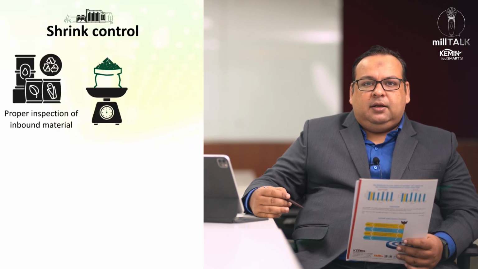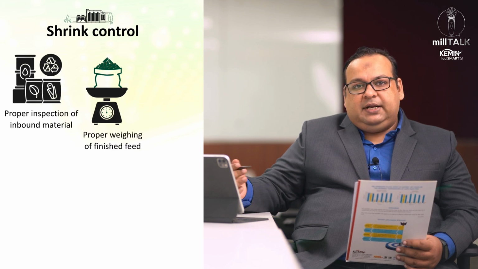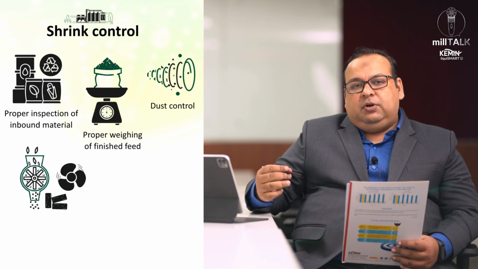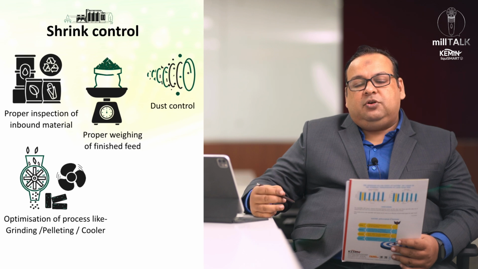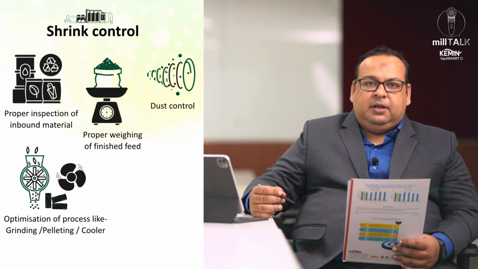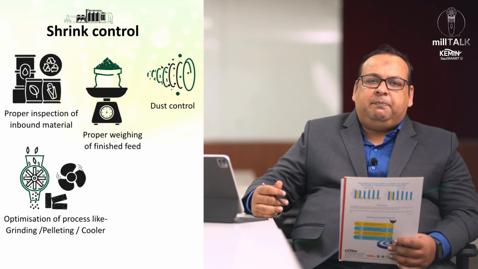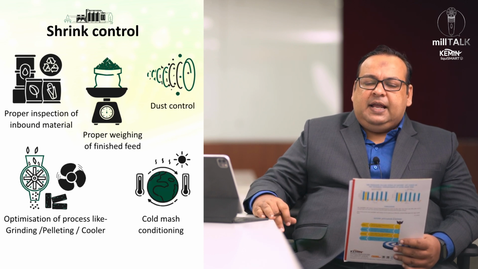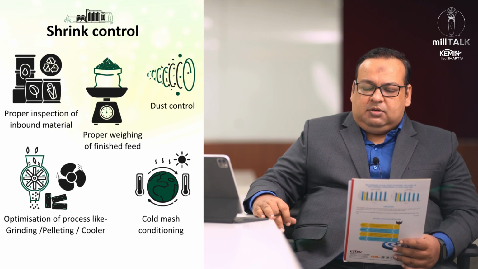Shrinkage can be controlled, or the percentage can be reduced. We have seen that the average loss is around 0.81%. Proper inspection of inbound material, proper weighing of material going outside the factory in the form of finished feed, dust control, and controlling the overall processing, meaning optimization of the process right from grinding, mixing, conditioning and cooling time, have a very important and significant impact on the shrinkage control process. Cold mash conditioning is another way to control shrinkage loss.